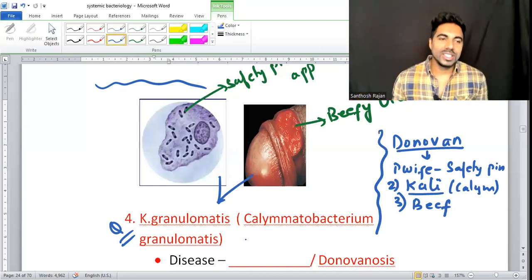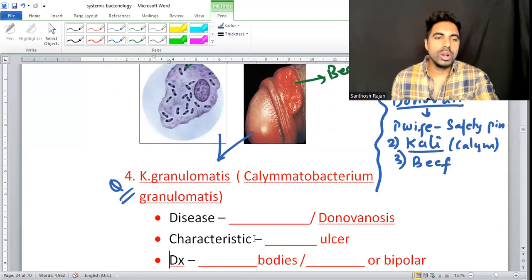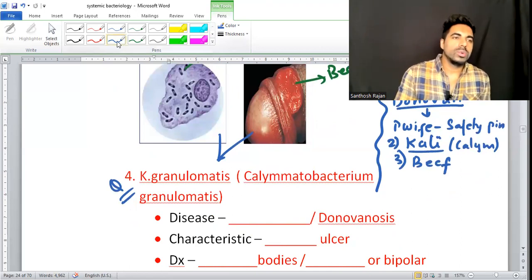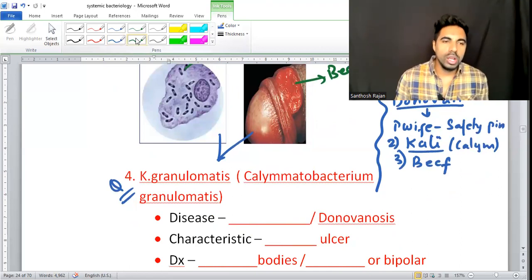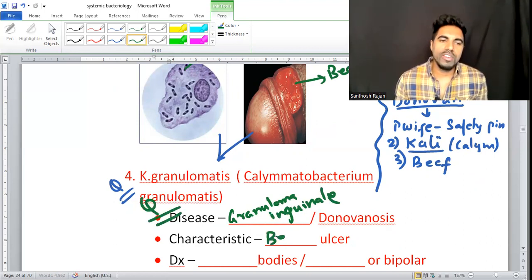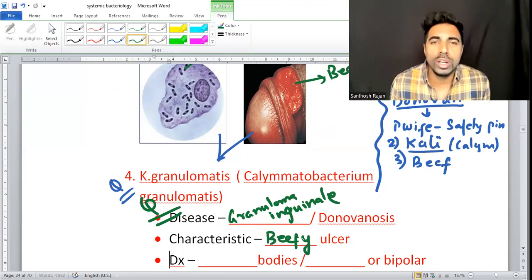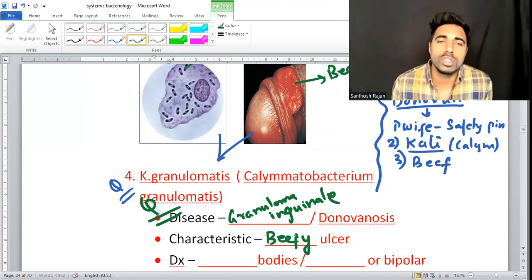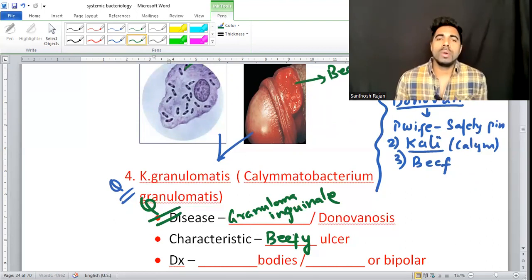Okay, so that's it. This disease is called granuloma inguinale. We call this granuloma inguinale. Donovan is a repeated question. Characteristic, what else? Beefy. So Donovan eats beef, meaning it's caused by granuloma. Okay, Calymmatobacterium granulomatis. Okay, right.